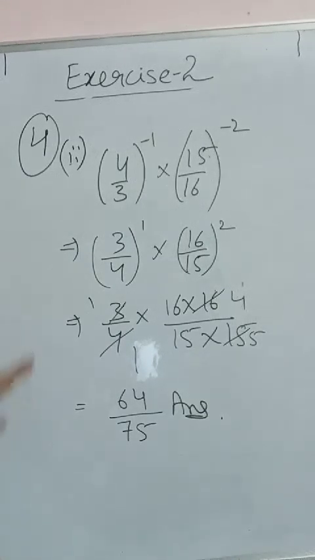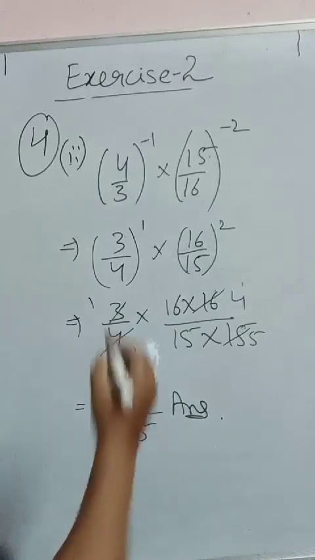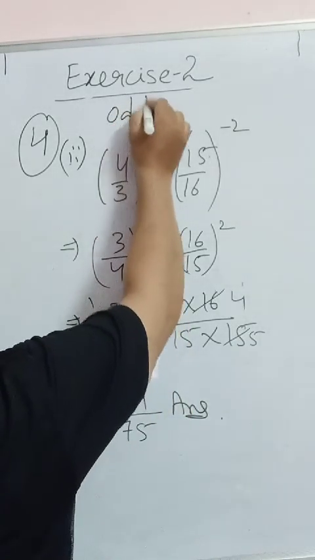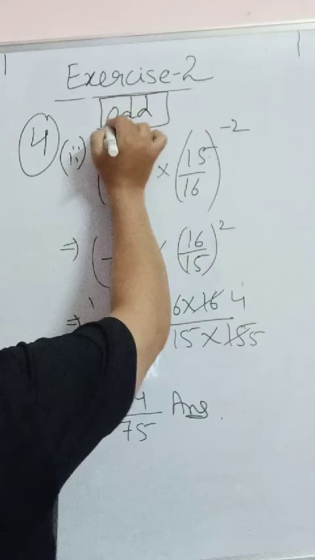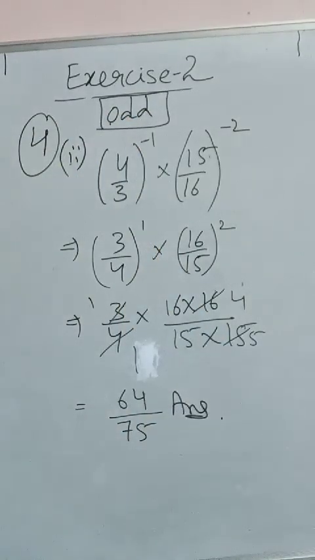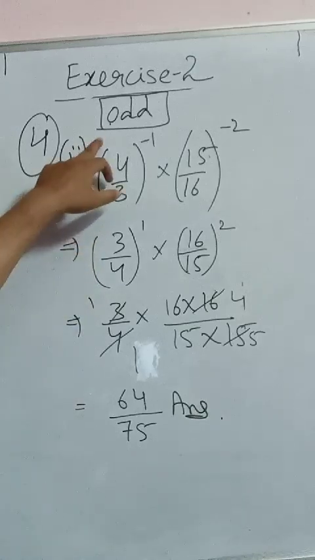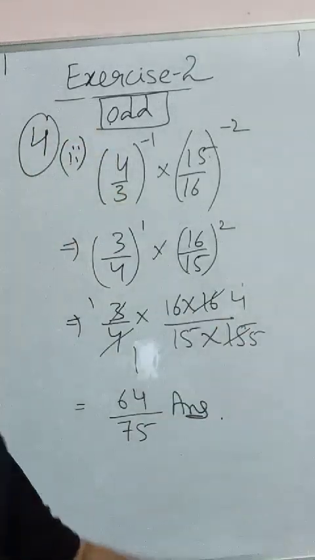Now looking at these solutions, your task for the day is to complete it till question number 4. Which exercise I am talking about? I am talking about exercise 2. And then you have to do all the odd parts. Odd parts means the parts which are not divisible by 2. That means 1, then 3, then 5, then 7 and so on. In each and every question, from question number 1 to question number 4.